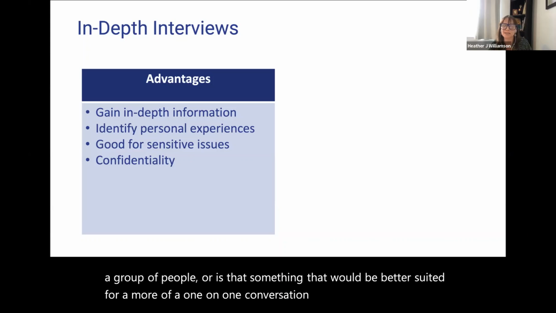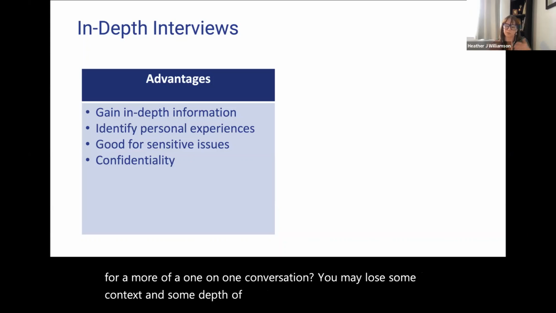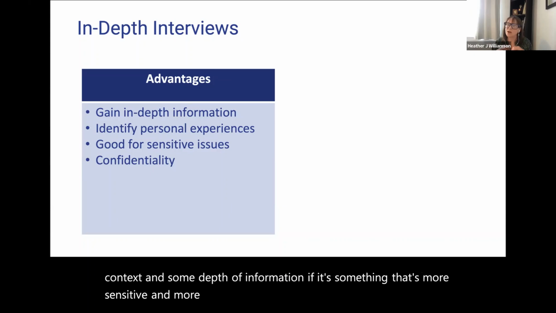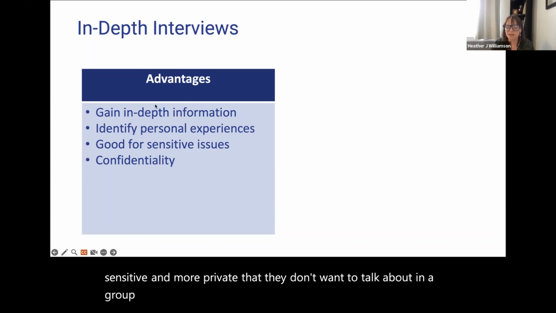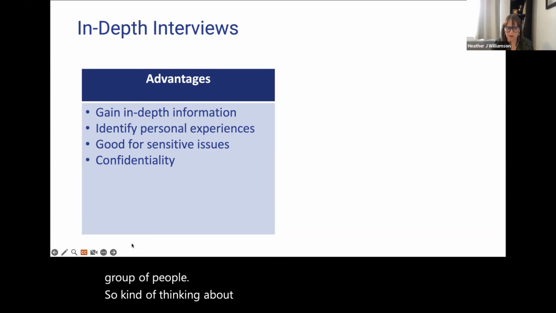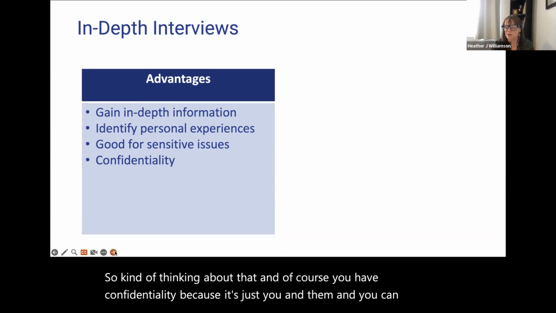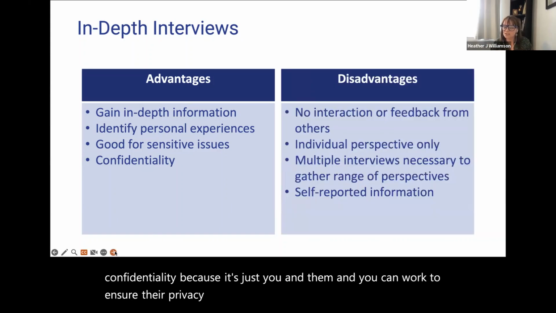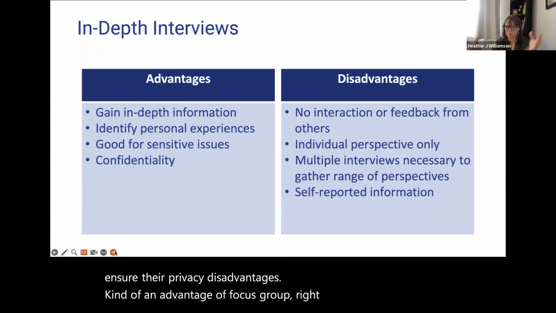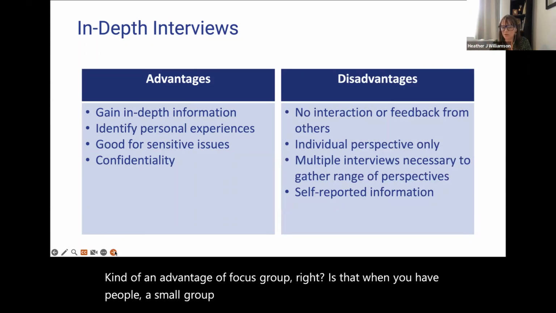You may lose some context and some depth of information if it's something that's more sensitive and more private that they don't want to talk about in a group of people. So kind of thinking about that. And then of course you have confidentiality because it's just you and them and you can work to ensure their privacy. Disadvantages, kind of an advantage of focus group, right, is that when you have a small group talking about something, you have that interaction.